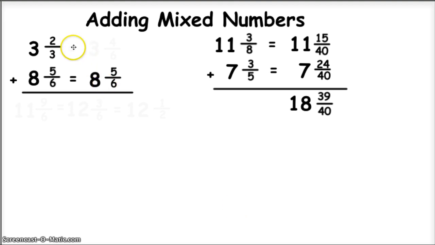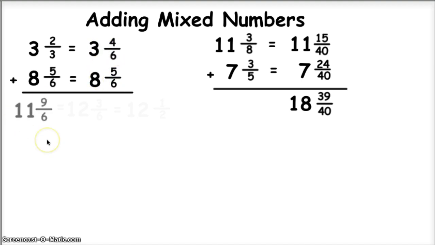Now the 3 and 2/3 I have to write as an equivalent fraction with 6 in the denominator. Again, my whole number stays the same, and I'm going to multiply 3 by 2 to make 6. So 2 times 2 is going to be 4. So my new addition is going to be 3 and 4/6 plus 8 and 5/6. Now they have a common denominator. So let's add the whole numbers and add the fractions.